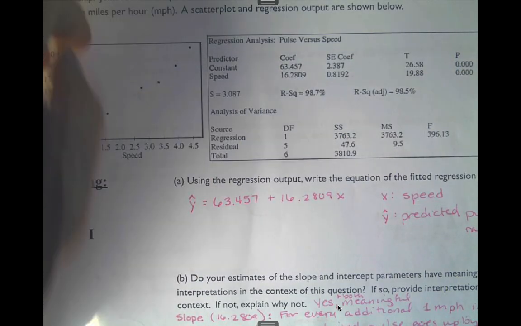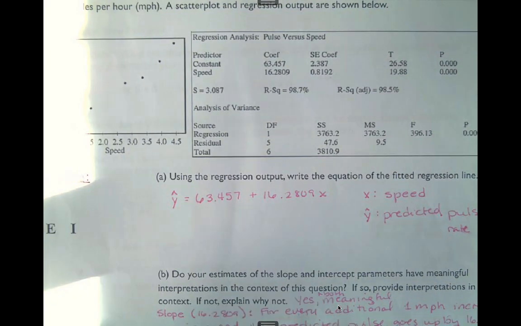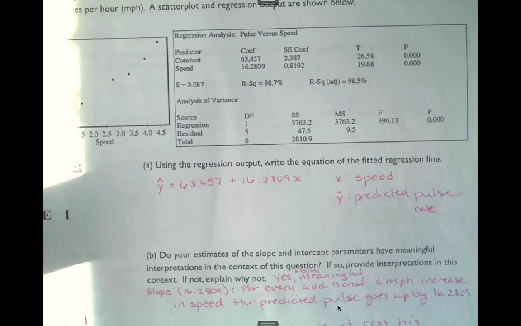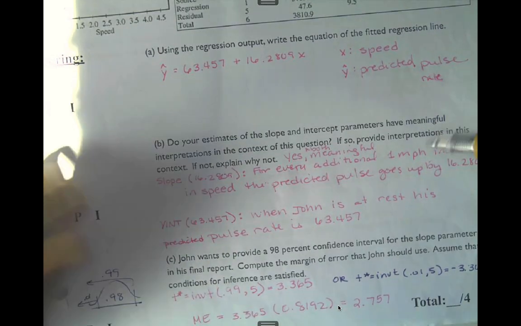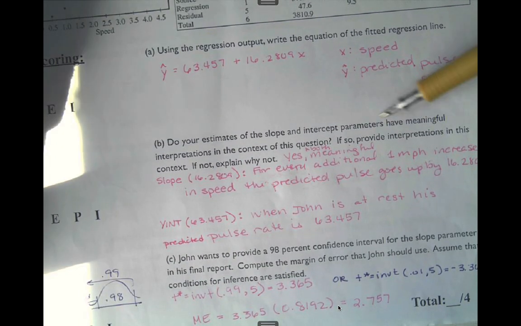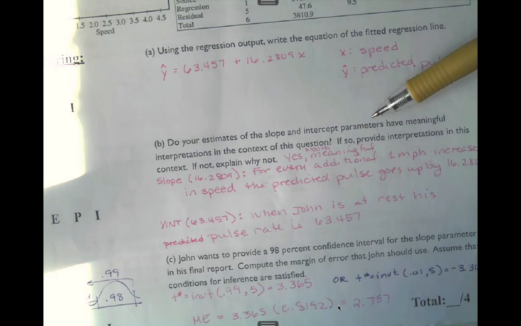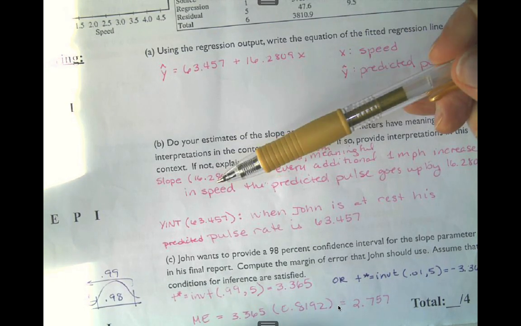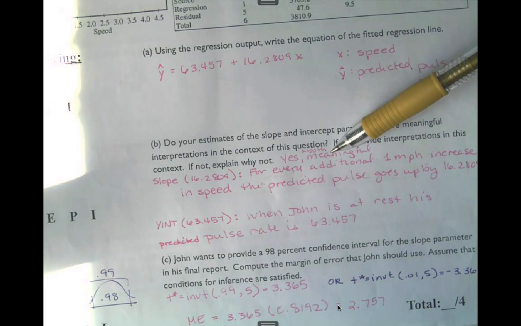Define the variables if you're using any variables. Then down here, do your estimates of the slope and the intercept parameters have meaningful interpretations in the context of this question? If so, provide me interpretations of this context. If not, explain why not. Yes, they're both meaningful in this one.